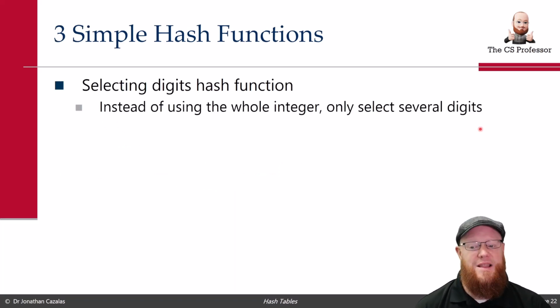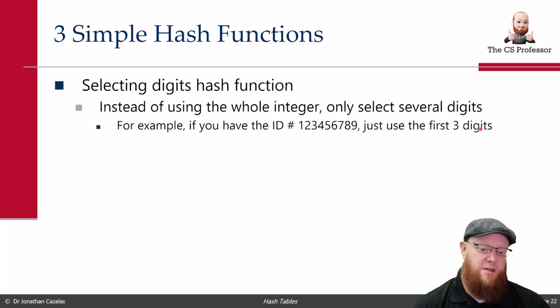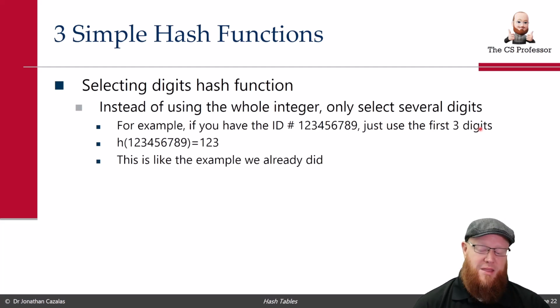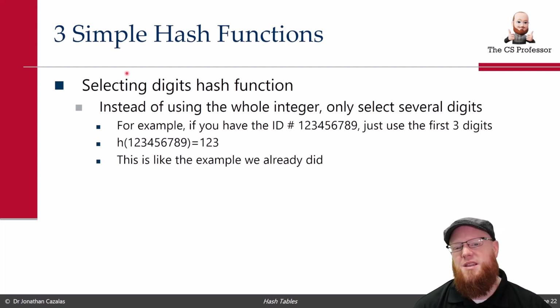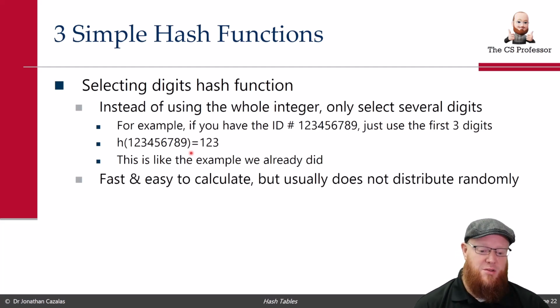So the first option is selecting digits. Instead of using the whole integer, we only select a particular set of those digits, maybe the last 4, the last 3, the first 5, right? So given this particular ID, just use the first 3 digits. Mathematically, you could figure out how to make that happen. Using the last 3 digits ends up being a bit easier because that is just mod. You can mod that by 1,000. That remainder, 123, will give you those last 3 digits. This is super fast to calculate. It's easy to code up, but we normally won't get a random distribution of these items in the hash table.